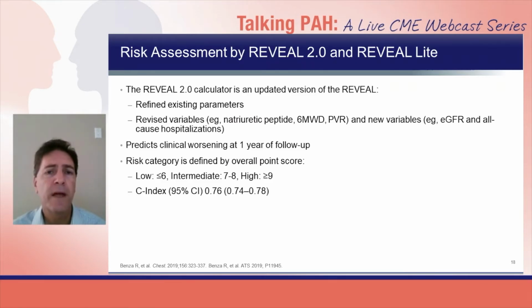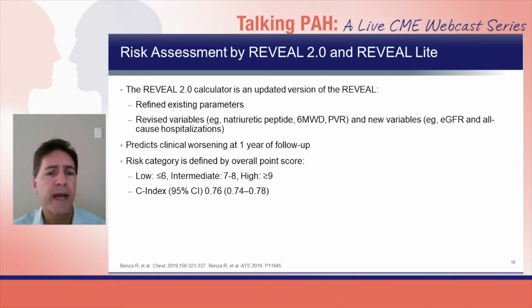So there's something known as the REVEAL registry, which is about 3,500 patients that were phenotyped and followed over time in the U.S., in several centers, and used to develop a score with which you could predict outcome. And so the REVEAL score, and then the REVEAL 2.0, which came after that, and now the REVEAL Lite, which is designed to be a much more compact and easy to use system, is really a way to define or predict clinical worsening at one-year follow-up.